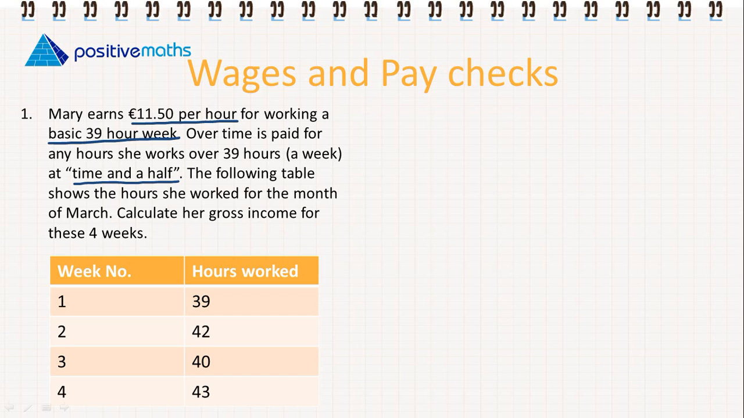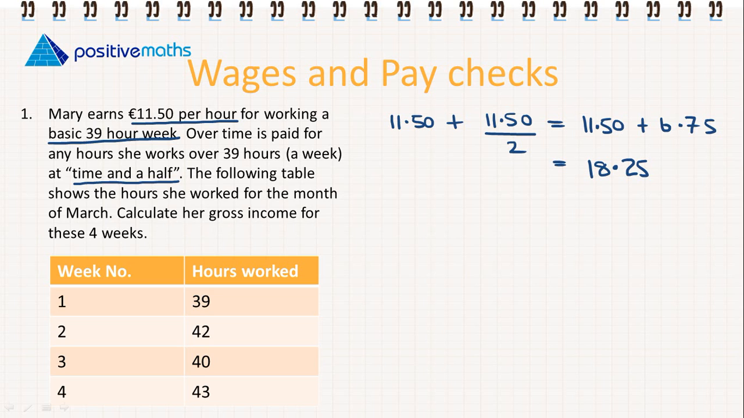Okay, so let's calculate the overtime for Mary. So it's going to be $11.50 plus $11.50 divided by 2. So that'll be $11.50 plus $5.75. So for overtime, it's going to be $17.25 per hour.